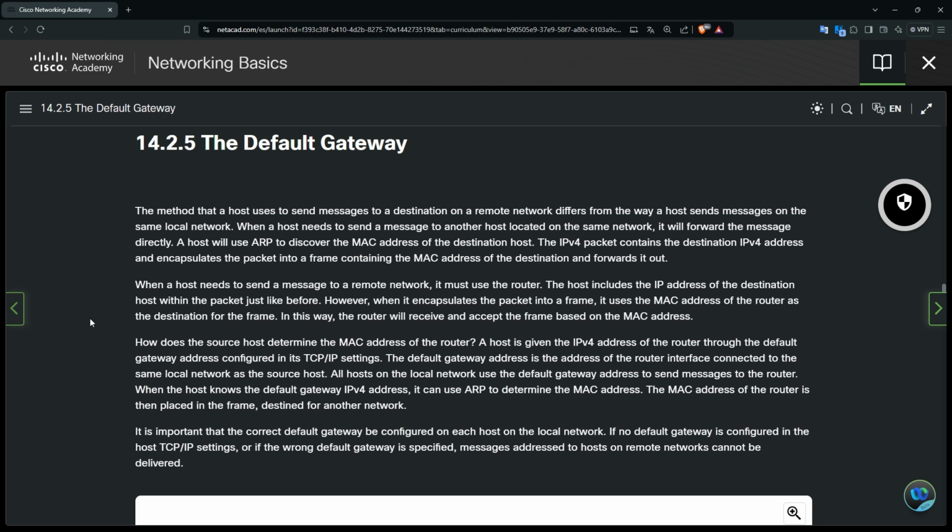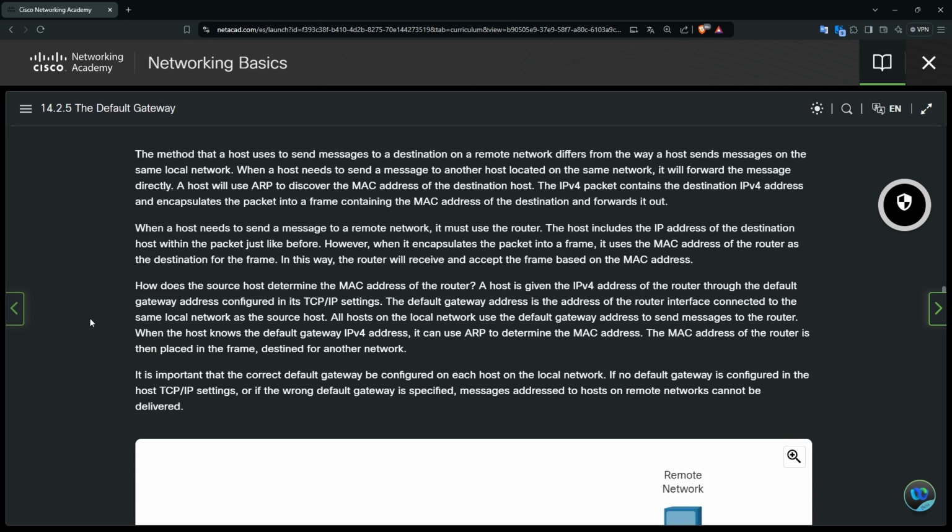A host is given the IPv4 address of the router through the default gateway address configured in its TCP/IP settings. The default gateway address is the address of the router interface connected to the same local network as the source host. A host on the local network uses the default gateway address to send messages to the router. When the host knows the default gateway IPv4 address, it can use ARP to determine the MAC address. The MAC address of the router is then placed in the frame, this time for another network.